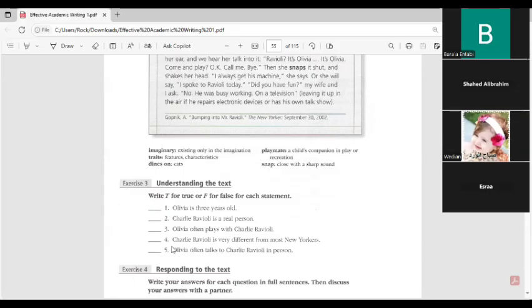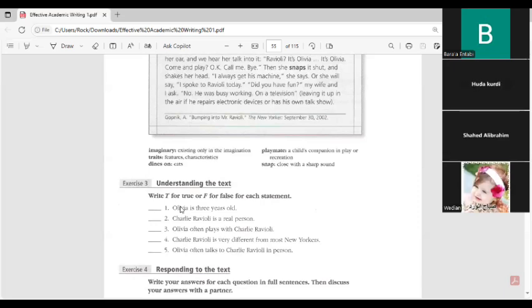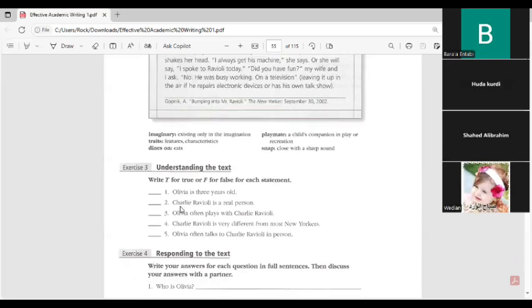Number 5. Yes, Doctora. Olivia often talked to Charlie Revelio in person. False. So all of them are false except for the first one. Just the first one is true, and the other sentences are false.